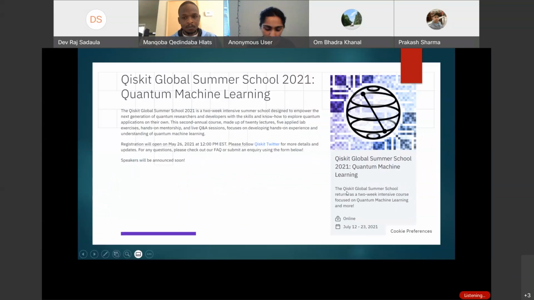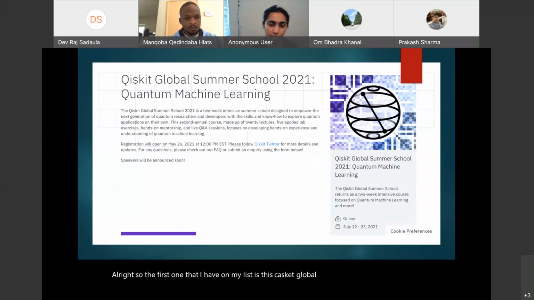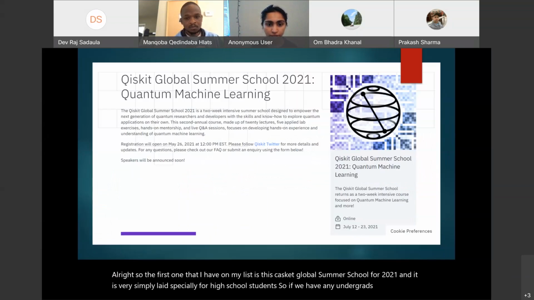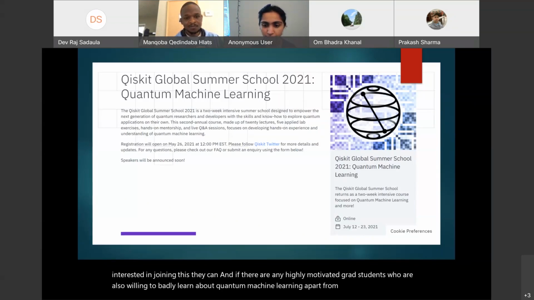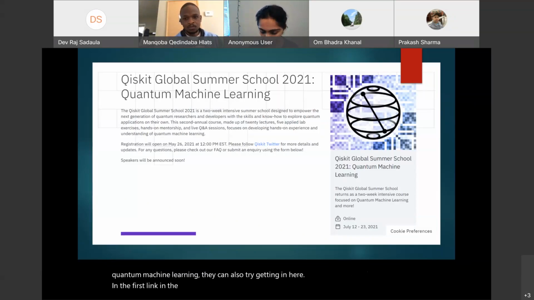All right, so the first one on my list is the Qiskit Global Summer School for 2021. It is very simply laid out, especially for high school students. If we have any undergrads who are interested in joining this, they can. And if there are any highly motivated grad students who are willing to parallelly learn about quantum machine learning apart from their research, they can also try getting in here. The first link in the chat corresponds to this.